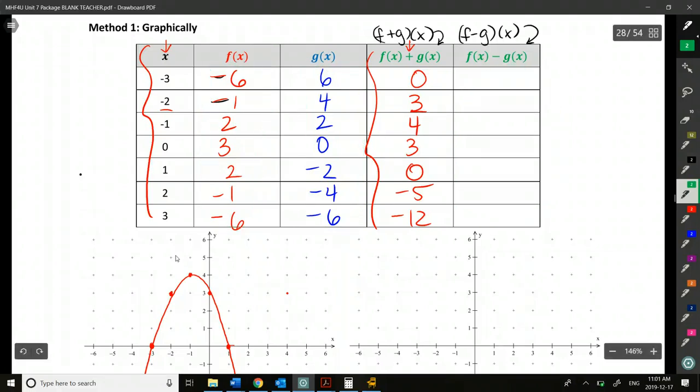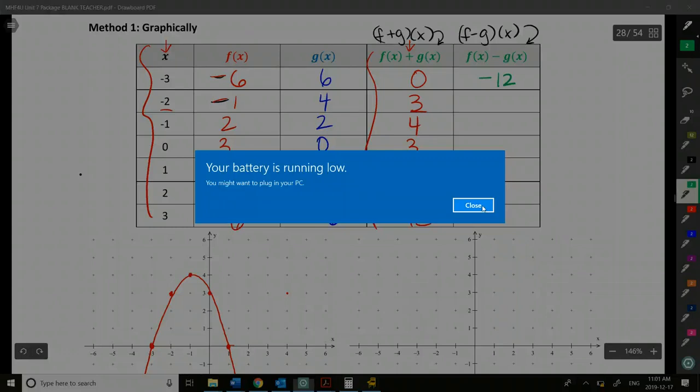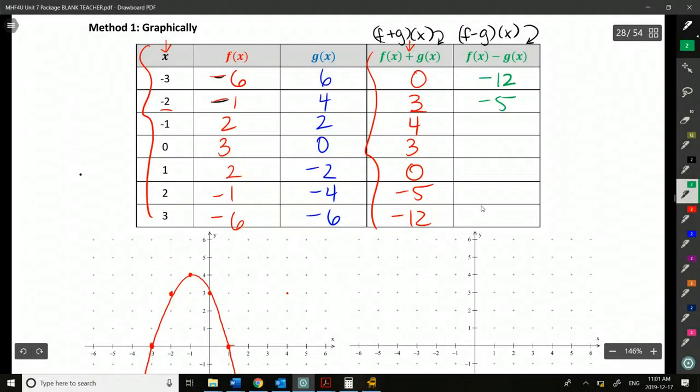Okay, so we're going to do -6 minus 6, -1 minus 4, 2 minus 2, 3 minus 0, 2 minus -2, 1 minus -4, and 6 minus -6 gives us 0. Okay, so when we graph these points, we're going to take the original x values. Notice the x values are not changing at all for any of this. And we're going to graph those with the new set of y values that we got from subtracting the functions.